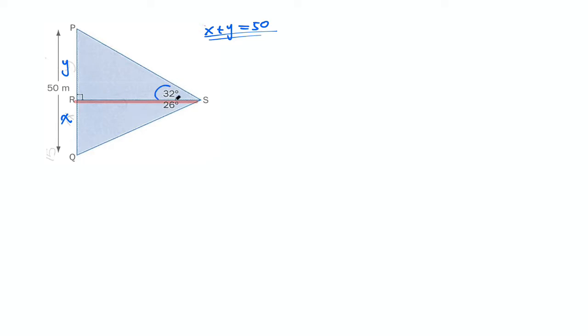And if I use this angle here, RS is going to be the adjacent and this is going to be the opposite. So tangent of 32 is going to be Y over RS. Now if I look at this angle here, RS is again the adjacent and this is our opposite. So tangent of 26 is going to be X over RS.